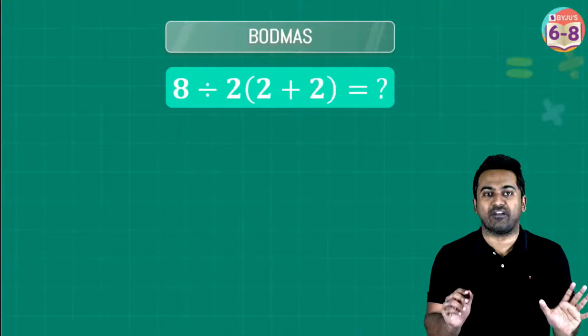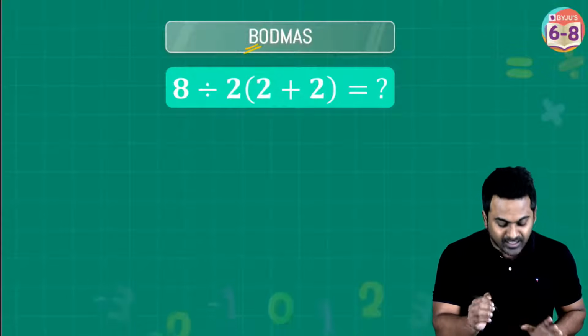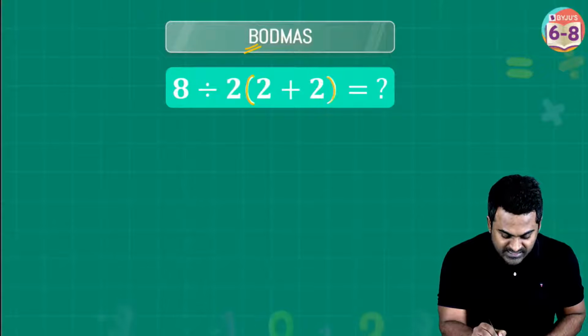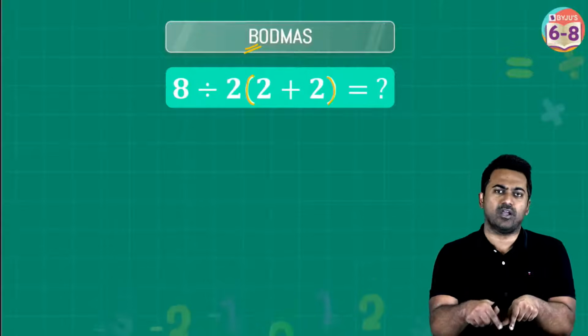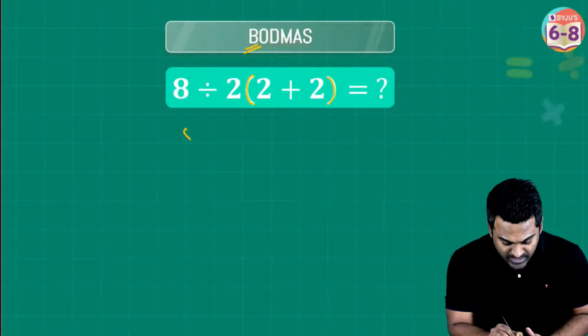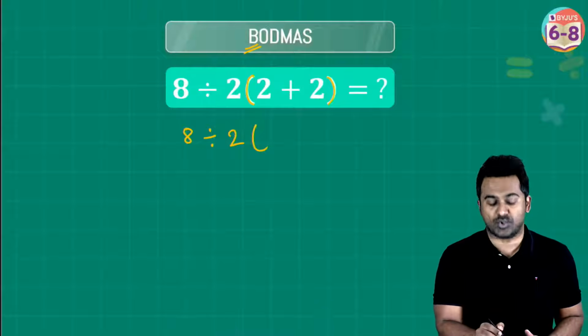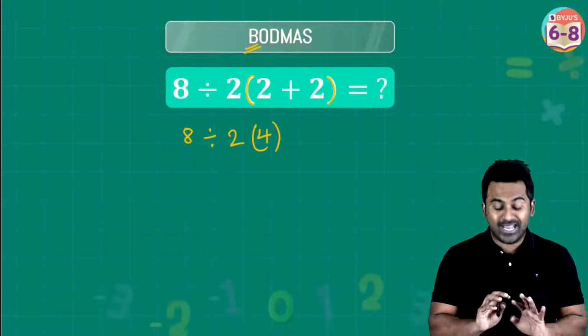Let's check out if it is indeed 16. First thing, what do I have to do? First thing that I have to do is look at the brackets. I simplify the brackets first. So I calculate the part which is inside the bracket. Now inside the bracket, what do I have here? 2 plus 2. So I'm going to simplify this. Now this will become 8 divided by 2 multiplied with, what is 2 plus 2 here? 4. Very good.